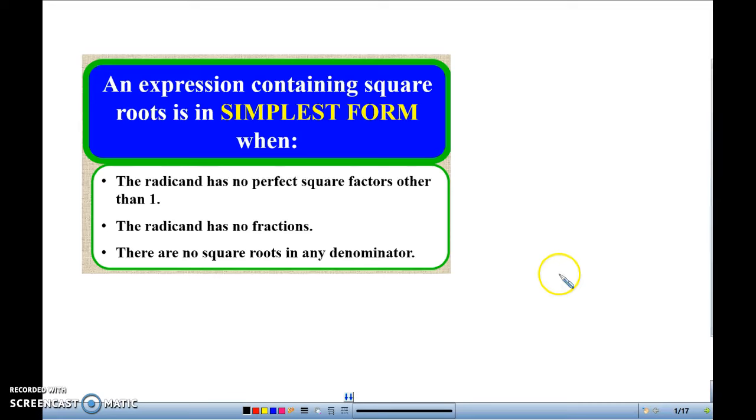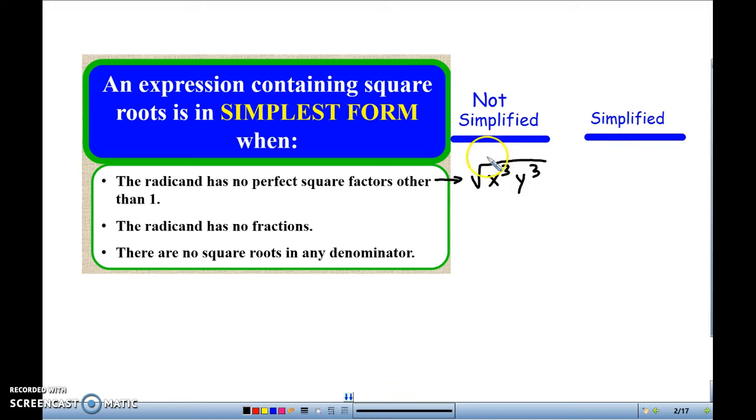Okay, so we've been simplifying radicals. I've got a couple here for you to do. First, let's talk about the rules of simplifying radicals. I know I've showed you this before. It says an expression containing square roots is in simplest form when, the first bullet says, the radicand has no perfect square factors other than 1.